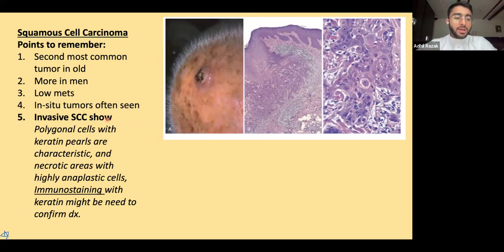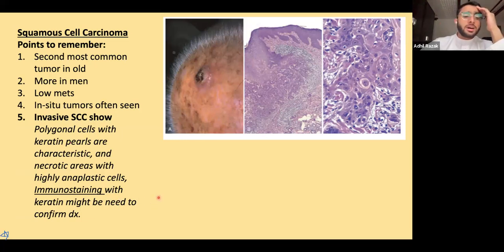So with the increased occurrence of in situ tumors in these patients, it just means that there's low risk of metastasis. Invasive squamous cell carcinoma, on the other hand, shows polygonal cells, keratin pearls, very characteristic of any sort of squamous cell carcinoma. It could be the skin, it could be anywhere else. Keratin pearls should be in the same line. Necrosis, once again, a highly anaplastic area. All of this just shows a very dangerous, unstable cancer.